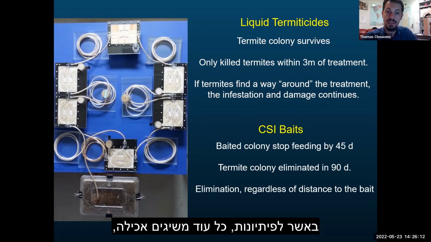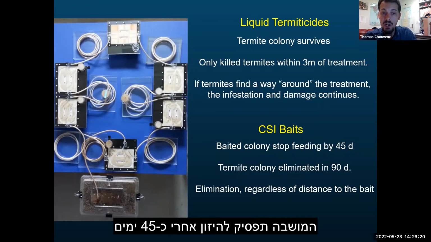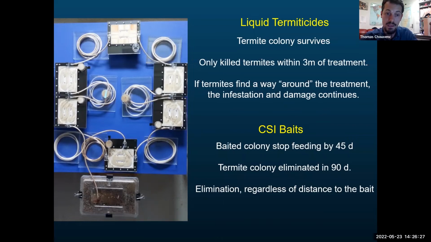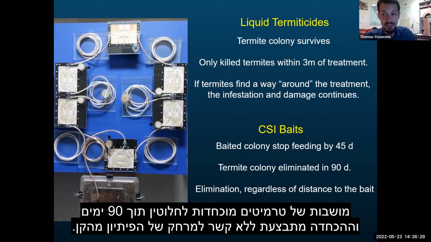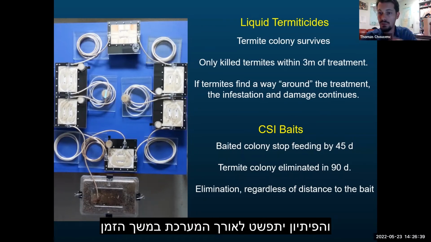With baits, as long as you have feeding, so that means the colony has the ability to reach the bait station and feed on it, the colony stops feeding around 45 days. Even though you still have live termites, they're done feeding at this point. Termite colonies are eliminated within 90 days, and the elimination occurs regardless of the distance of the bait. It doesn't matter where the colony is. All you need is feeding on that one station, and it will spread throughout the system over time and therefore reach colony elimination.